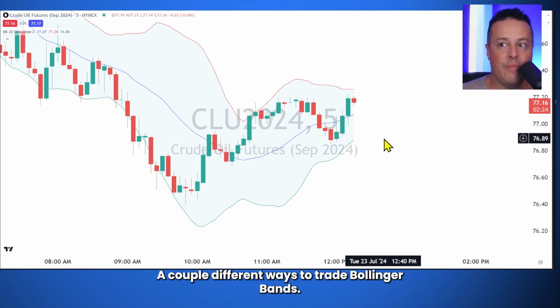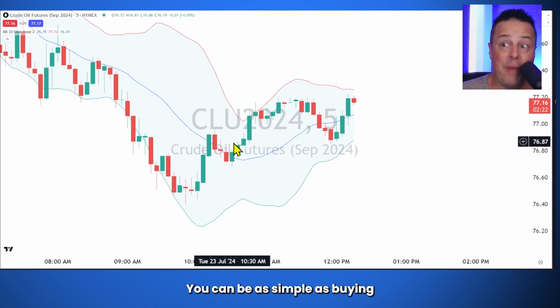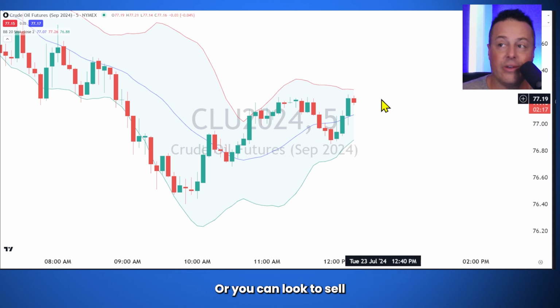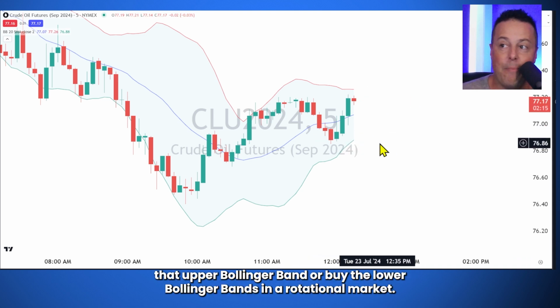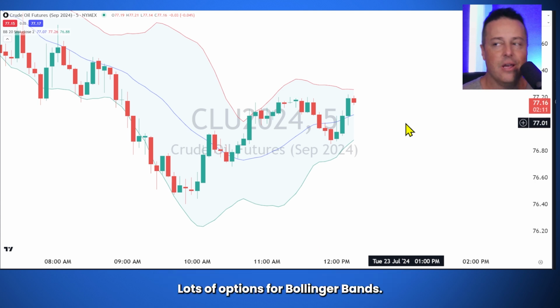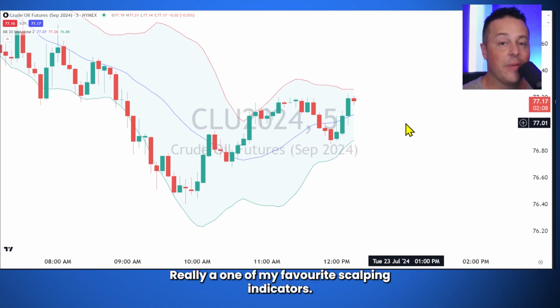A couple different ways to trade Bollinger Bands. You can be as simple as buying when we go above the midpoint and selling when we go below the midpoint, or you could look to sell the upper Bollinger Band or buy the lower Bollinger Band in a rotational market. Lots of options for Bollinger Bands. Really one of my favorite scalping indicators.